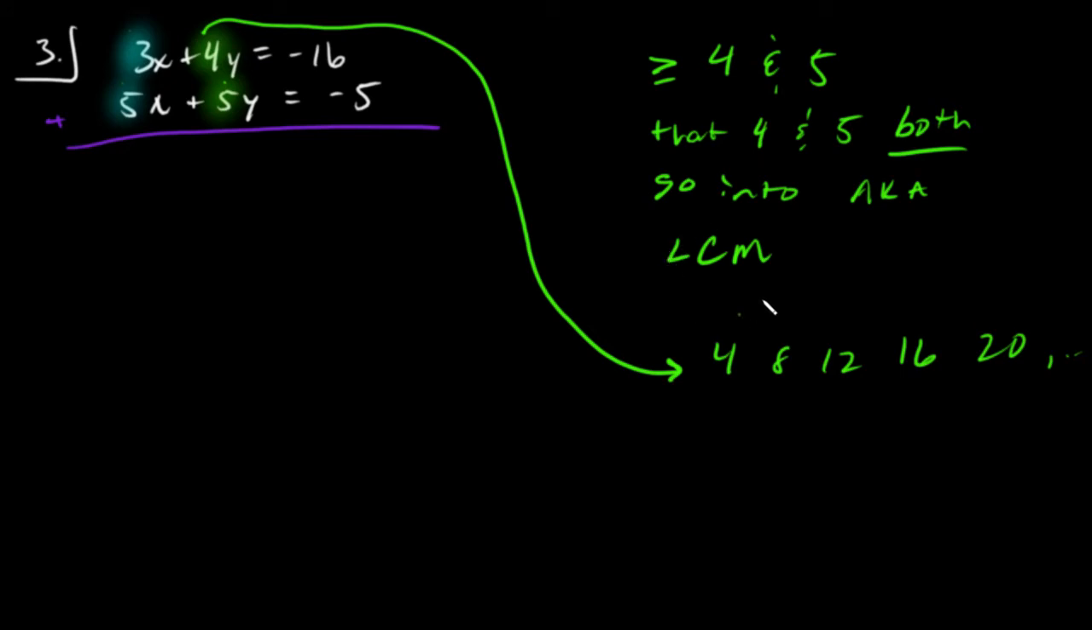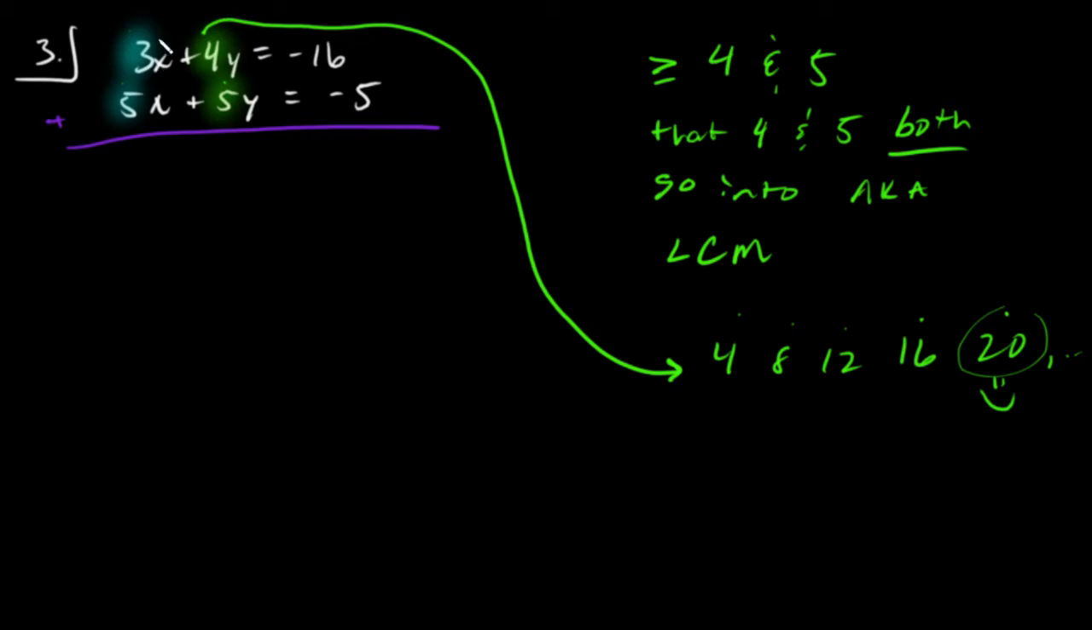Does 5 go into that? No. Does 5 go into that? No. Does 5 go into this? Yes, it does. 5 goes into 20. So that is the number that you're trying to obtain. And I guess for the sake of argument, I'll go ahead and do this. But if you were canceling out the x's, that number would be 15. But I'll go ahead and do this just because.